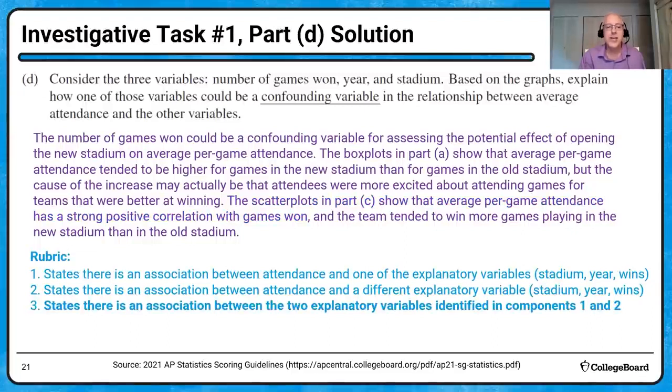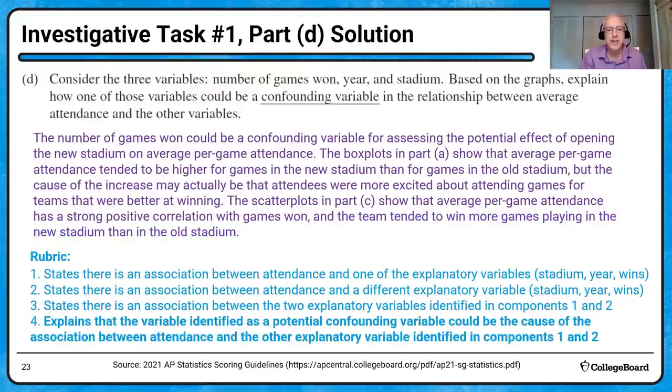And then third, we need to state that there's an association between the 2 explanatory variables themselves, the ones that we identified in components 1 and 2. So that comes in the final sentence here. The team tended to win more games playing in the new stadium than in the old stadium. So we have a connection between the wins and the year, I'm sorry, wins and stadium.